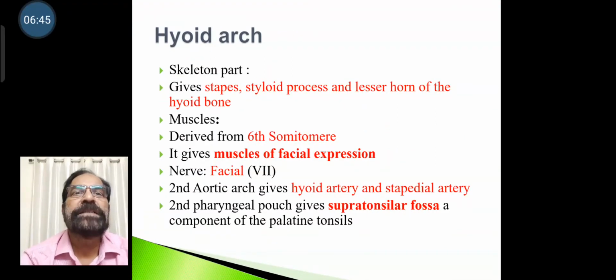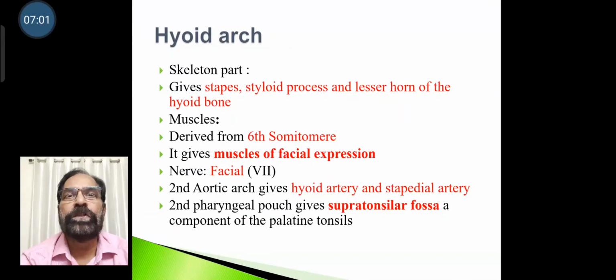Hyoid arch or the second arch. The skeleton gives rise to stapes, styloid process and lesser horn of hyoid bone. Muscles. Muscles of hyoid arch are derived from second somitomere. It gives rise to muscles of facial expression. Its nerve is facial nerve. Second aortic arch gives hyoid artery and stapedial artery. Second pharyngeal pouch gives supratonsillar fossa, a component of palatine tonsil, and palatine tonsils.